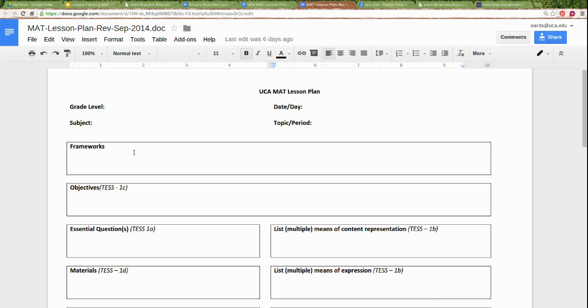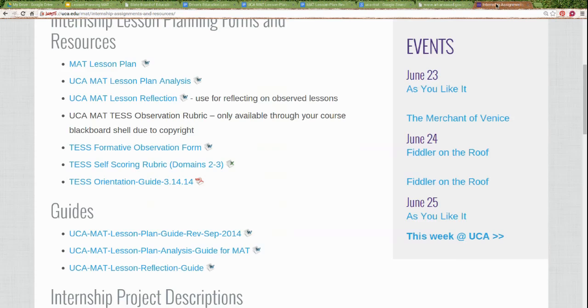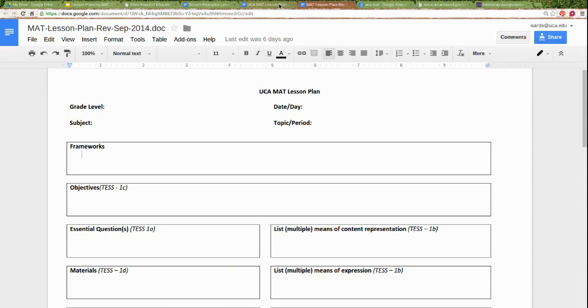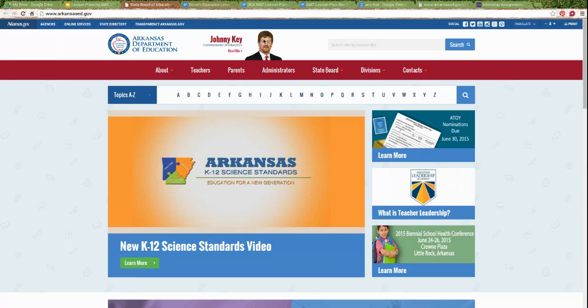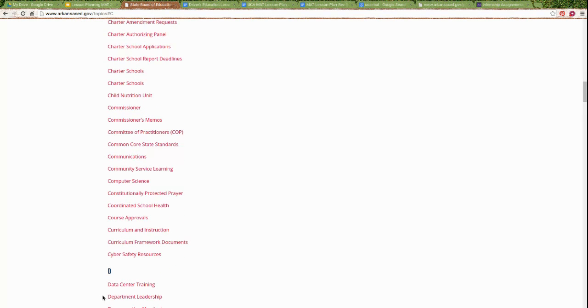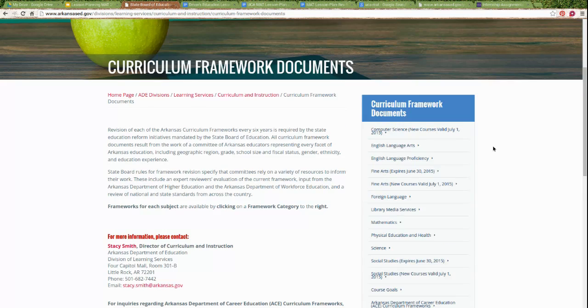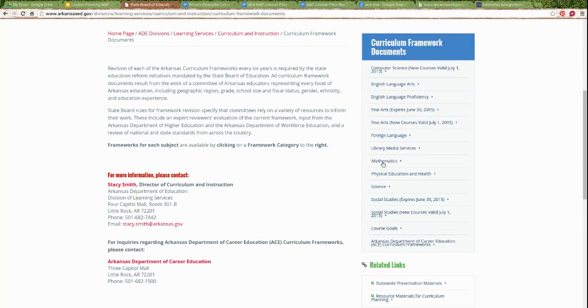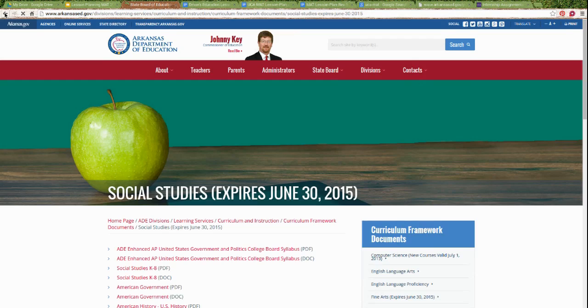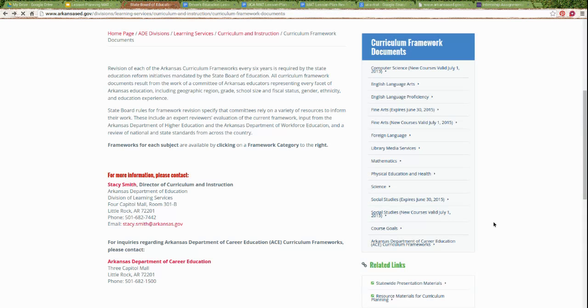That's super helpful. The framework that I pull out of the curriculum document, I copy and paste straight up into that box. I don't have to change a thing about it. I'll even go out here real fast and find one real quick. I'd go to the curriculum frameworks. And just to show you what I would do, let's do social studies. Whoops, I used the wrong ones. Those are the old ones.